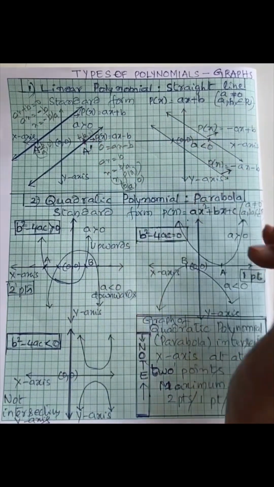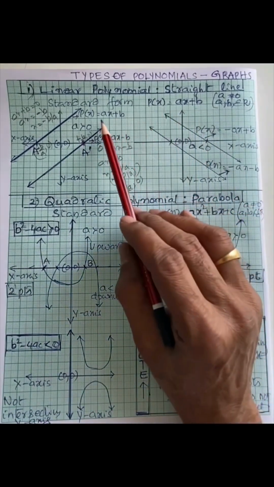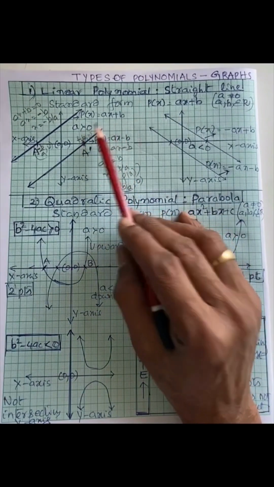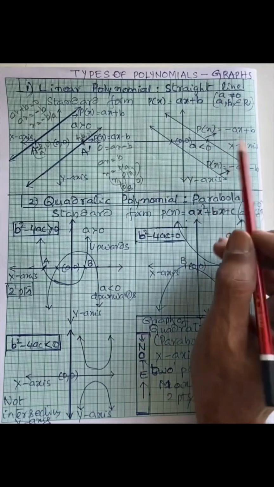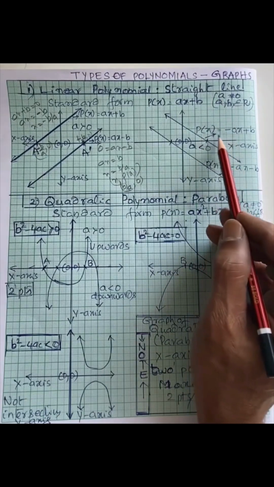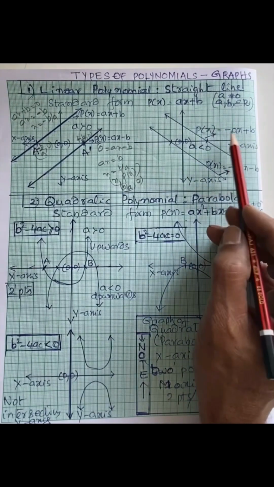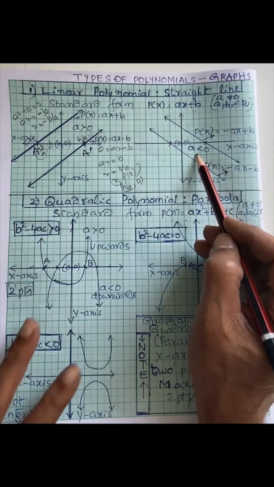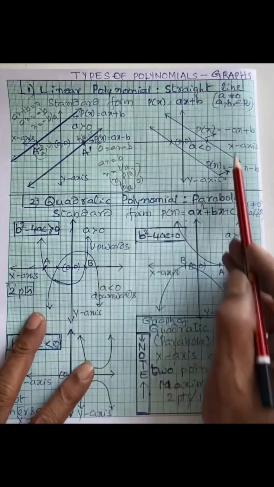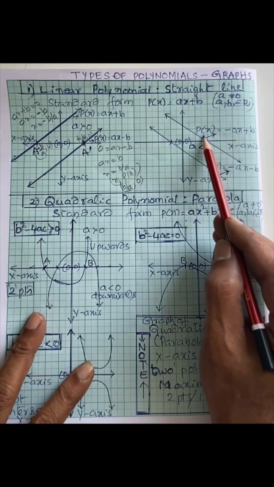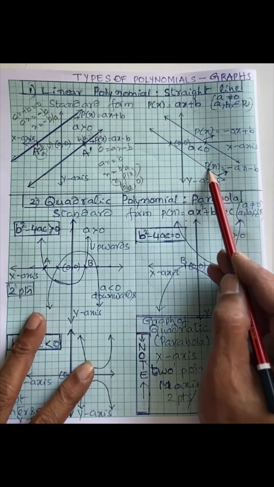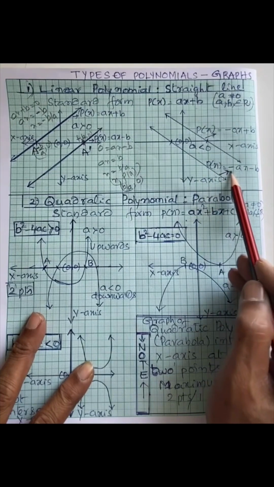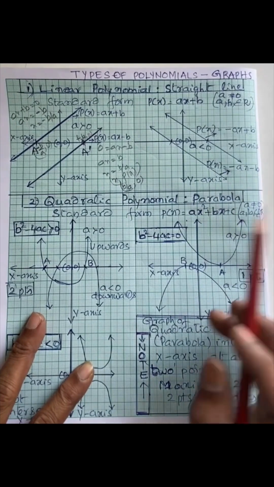Next, see, if you take ax with a greater than 0, when p of x equals ax plus b, that is a linear polynomial. If p of x is equal to minus ax plus b, with a less than 0, the graph will be like this. This is p of x equal to minus ax plus b, and this will be p of x equal to minus ax minus b.